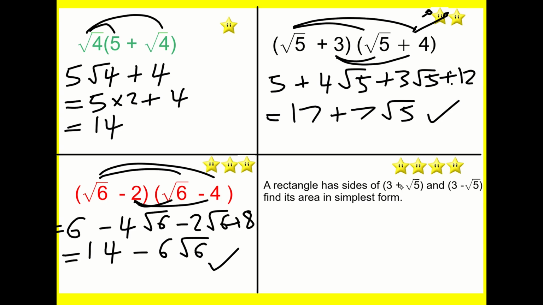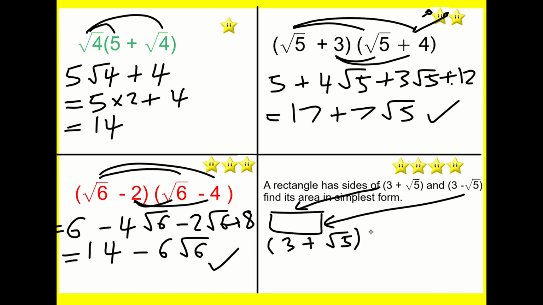A rectangle has sides of 3 plus root 5 and 3 minus root 5. Find its area in simplest form. So let's say that the 3 plus root 5 is this width here, and the 3 minus root 5 is the length. All we are doing to find the area is multiplying these. Okay, and then we're going to create a problem that's very similar to before. I'm going to work in a different color.